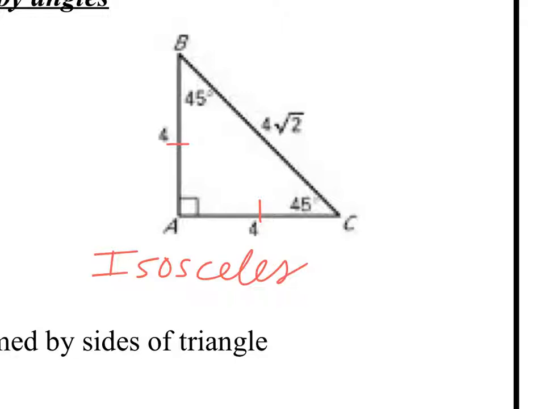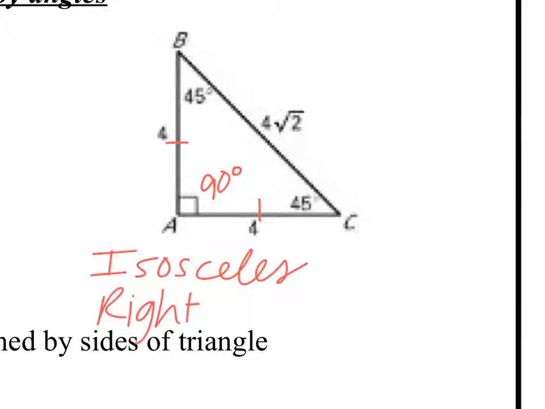And then what kind of angle do you see? Right. So it's a right triangle. And remember, right triangles are because it has 90 degrees. Great. We're not going to spend much time on classifying because I feel like you have it. We're going to move on.